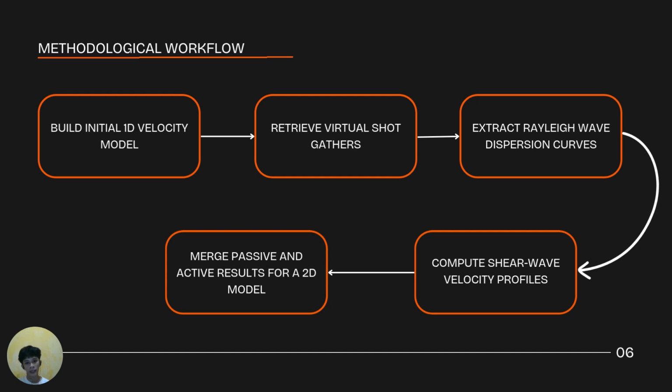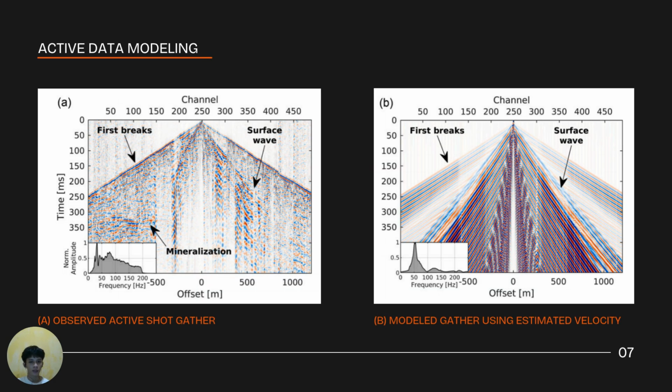With this overview in place, let's look more closely at the modeling process using the active source data. Using the active source data, a velocity gradient was estimated based on first arrival travel times. A synthetic shot gather was then generated using these models. The figure presented compares the real active shot gather data, which is panel A, with the synthetic one, which is panel B. The strong similarity between the two confirms the accuracy of the initial velocity model and supports its use as a reference for further analysis of the passive data. Let's now shift focus to how the passive ambient noise data were processed.